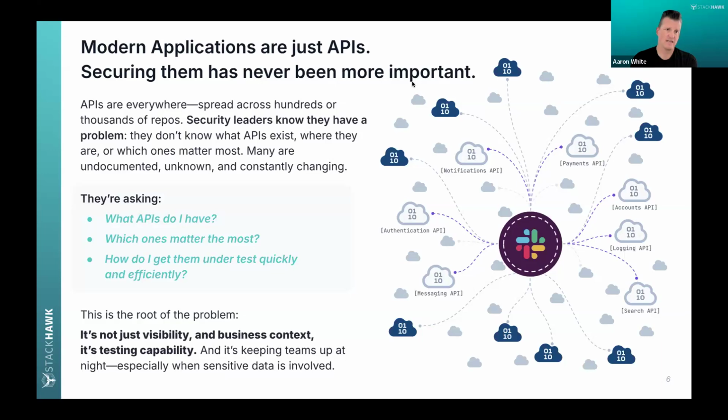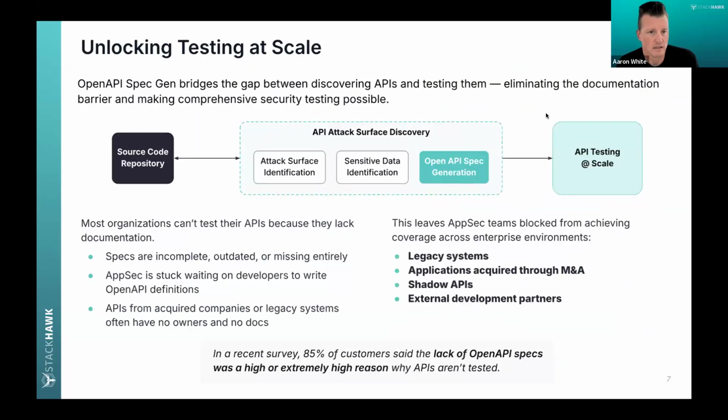So go to the next slide. So what we're doing with API testing and API spec generation is really trying to unlock testing at scale. So our spec generation now bridges that gap between discovering APIs and your ability to actually test them. So in a recent survey, 85% of our customers said that the lack of those API specs was a high and extremely high reason of why they're not able to test their APIs.